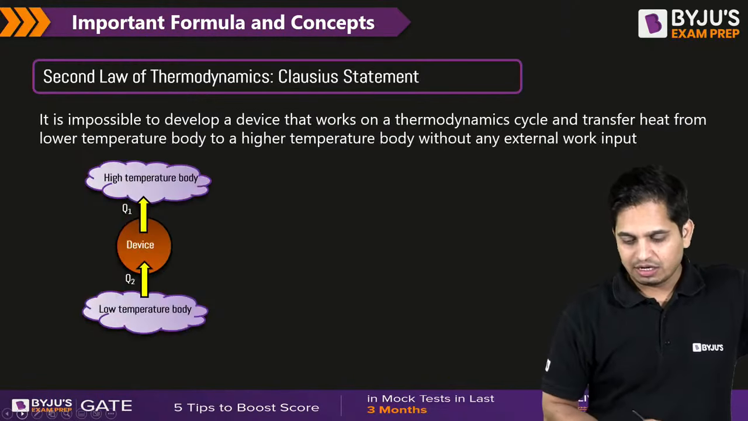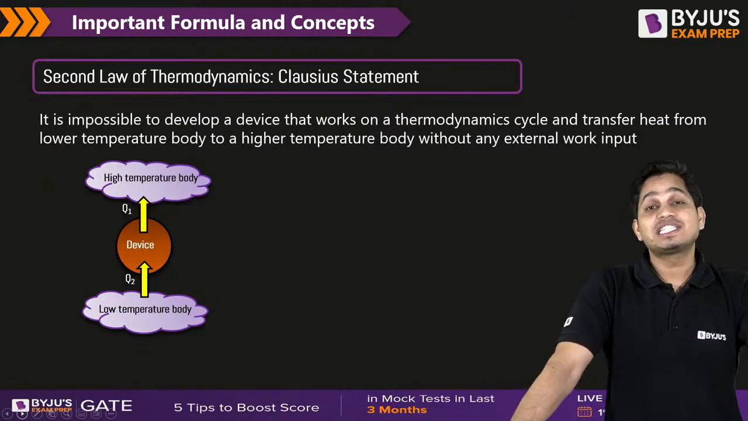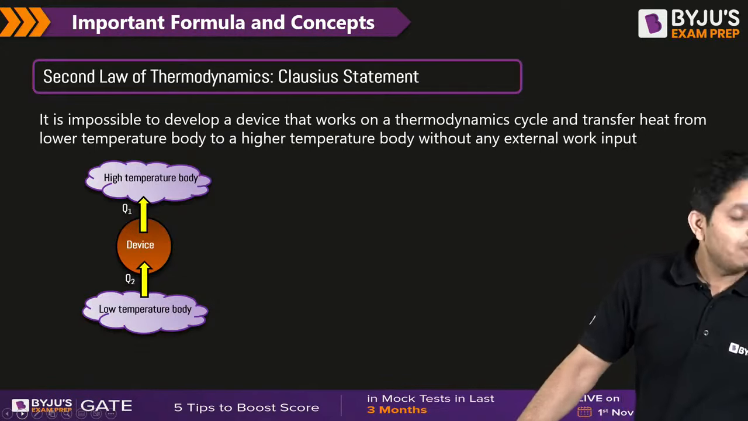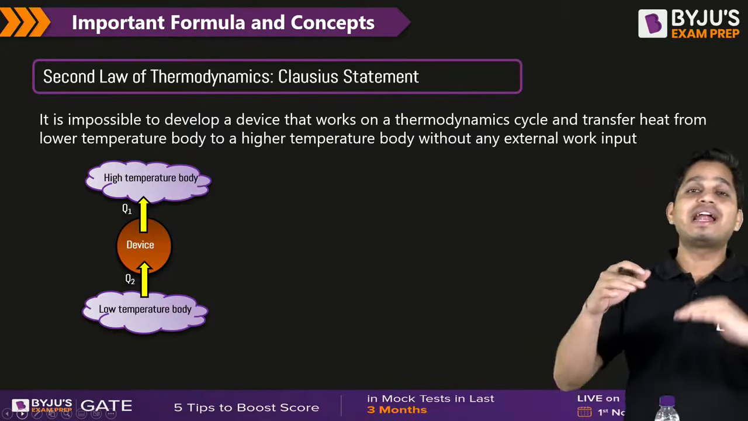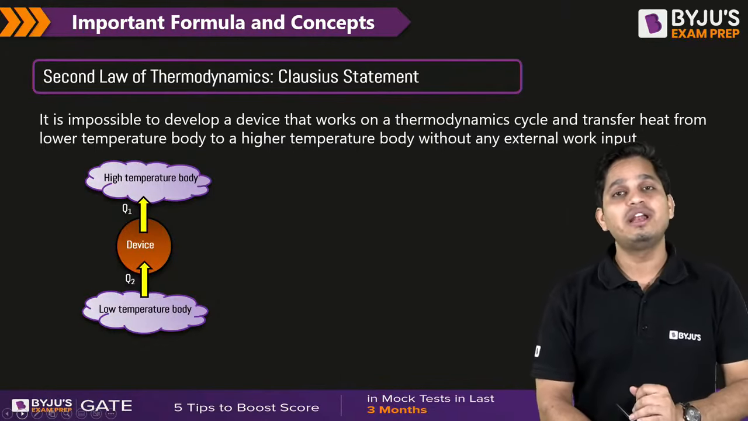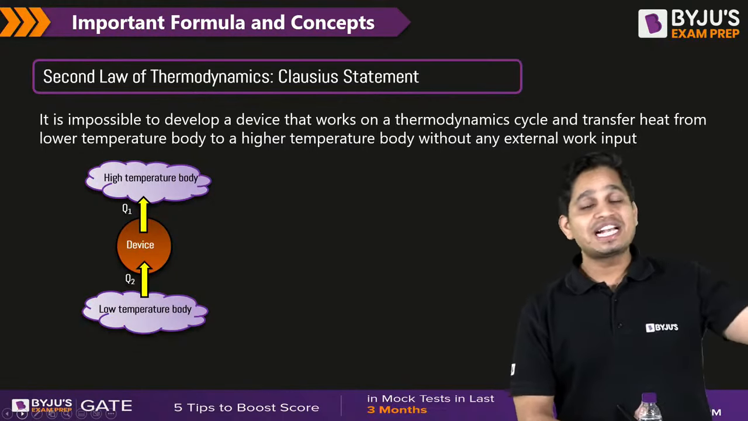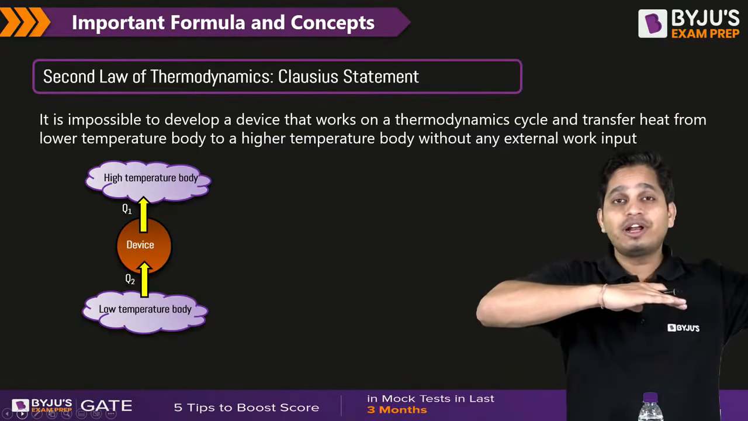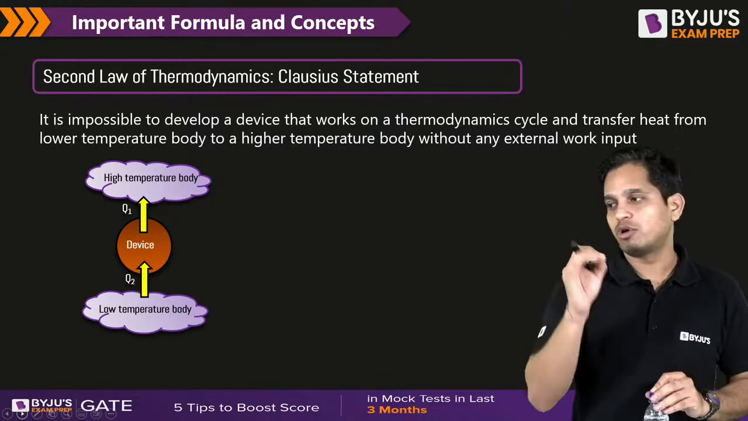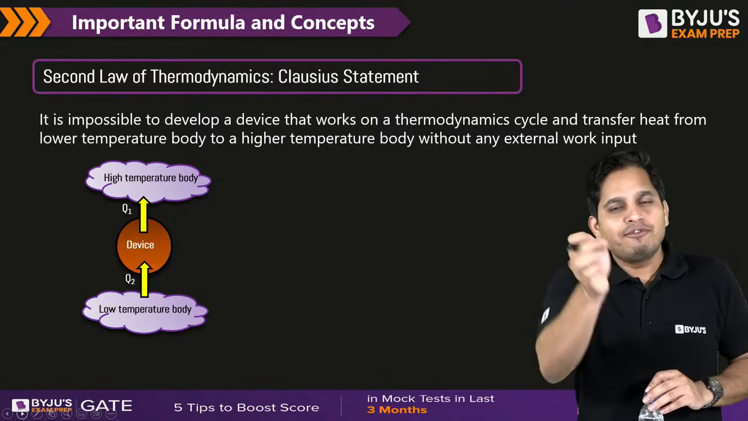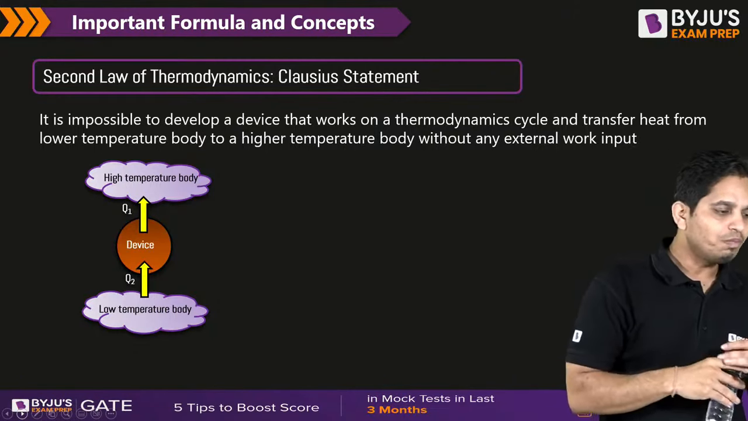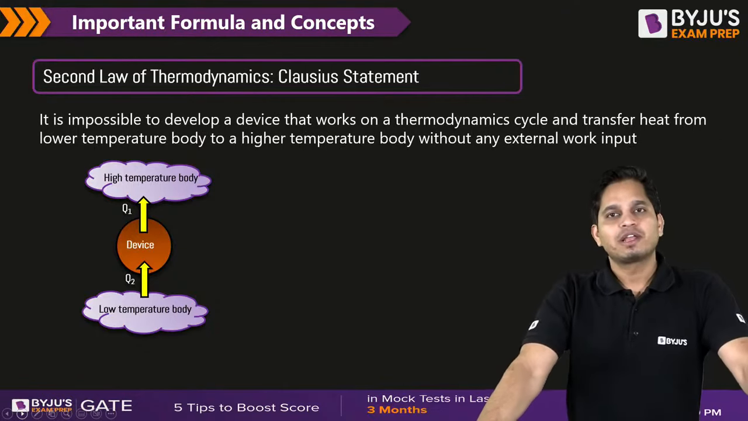Okay. Next is the Clausius statement. Clausius said, what does it say? It says it is impossible to develop a device that works on a thermodynamic cycle and transfers heat from low temperature to higher temperature without any external input. Without external energy you cannot transfer heat from low to high temperature. You cannot do that without external input. If you want to do it, do it, but give some external input. Then only you can do it.